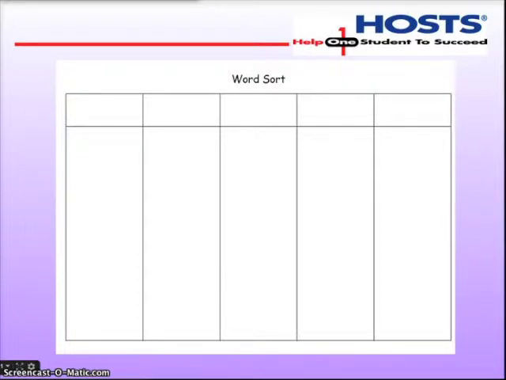Have the students read the words to you. Discuss the meaning of any unknown words. Ask the students, do you see any patterns in the words? The student should be able to tell the pattern to you since they've worked on the pattern with the lead teacher.